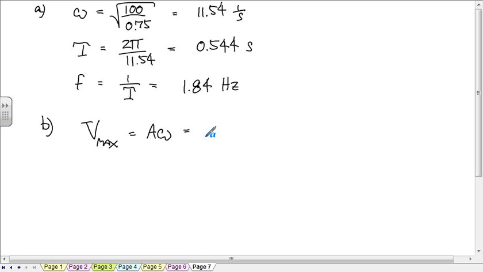But notice that the full distance that it would travel in the oscillation is 2 times the amplitude, but the distance that it's pulled from the equilibrium position is the amplitude. So this is going to be 0.1 times the omega that we just calculated, 11.54. And so you get 1.154. And what are the units of V max? Meters per second, yep.